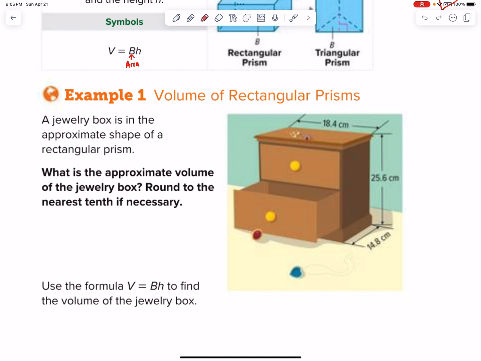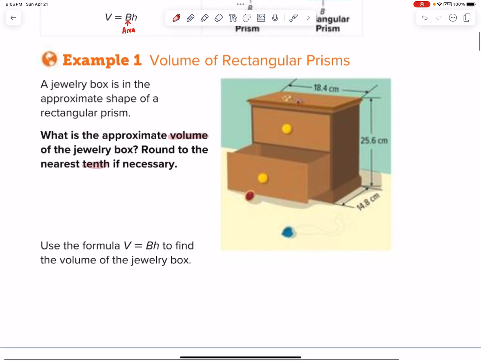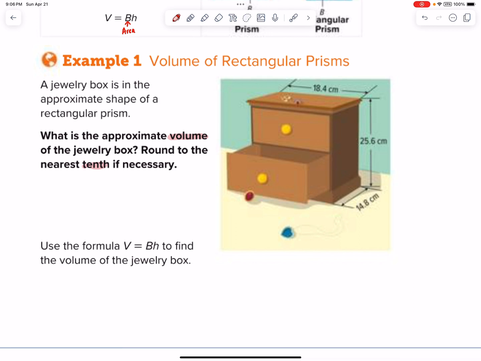So we got a jewelry box in the shape of a rectangular prism. What is the volume? So we're trying to find volume, round to the nearest tenth, use the volume formula. They don't care how we represent it in decimal or fraction form, so we're just going to stay decimal. We're going to always write the formula, remember. So volume equals big B times H. Big B on this one, the area of the base, is length times width, because we're doing a rectangle. So it's length times width times height for this one. That's what big B is, length times width.